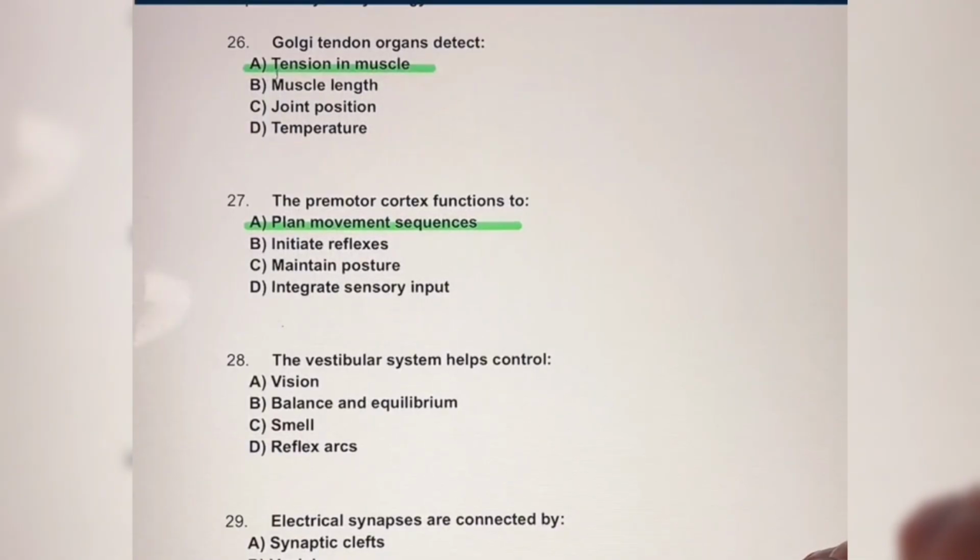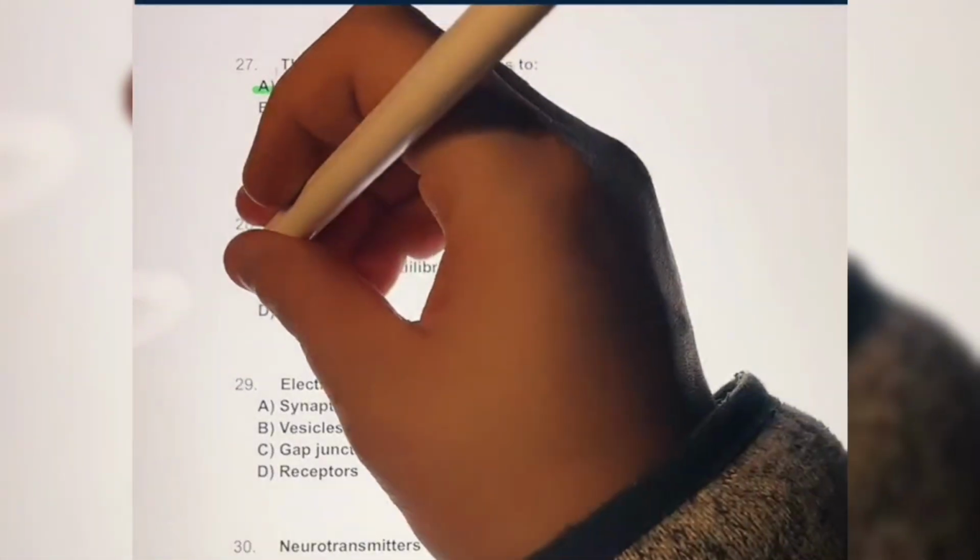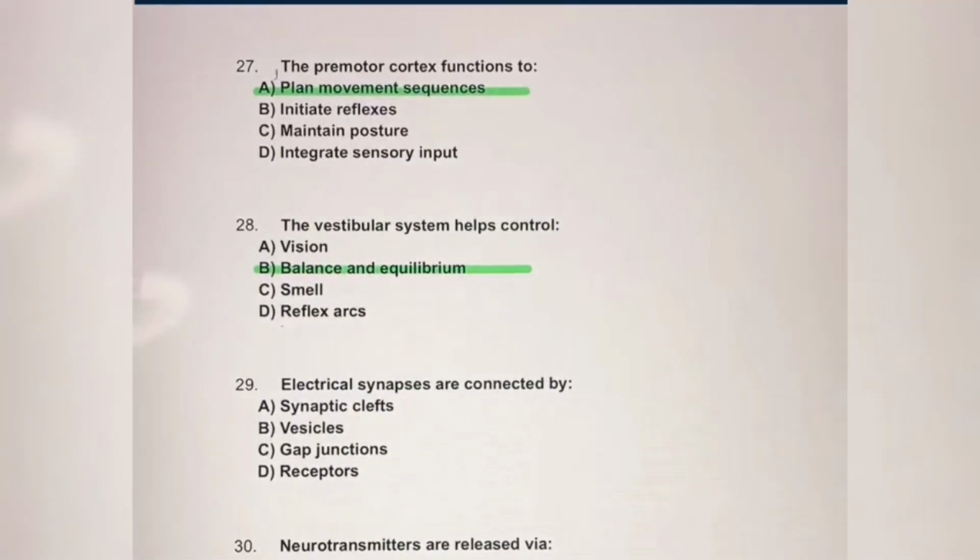Number 28, the vestibular system helps control what? A, B, C, or D? What do we think for this one? That is balance and equilibrium. So the vestibular system is more so your inner ear, your semicircular canals, your vestibule. They detect your head position and also its motion. That allows you to coordinate your posture, your balance, your eye movements.